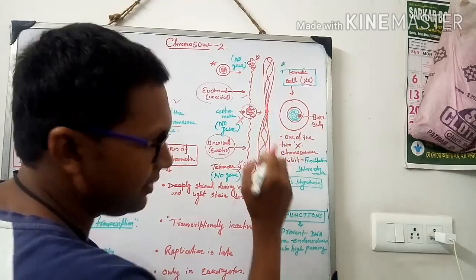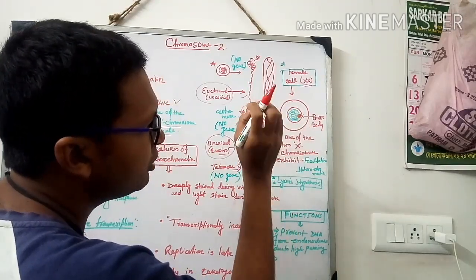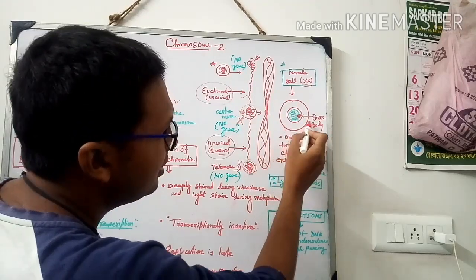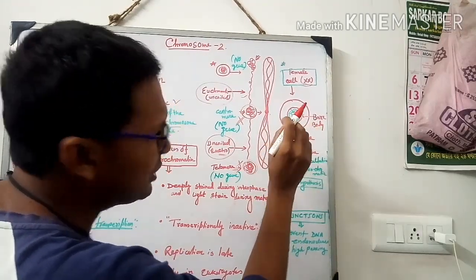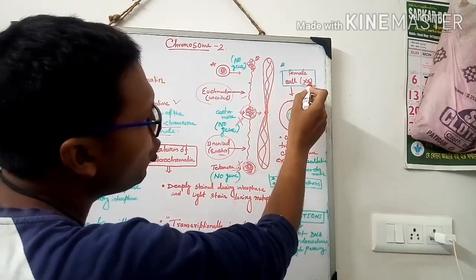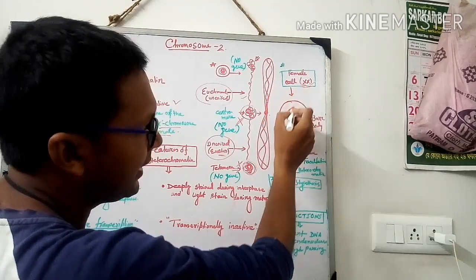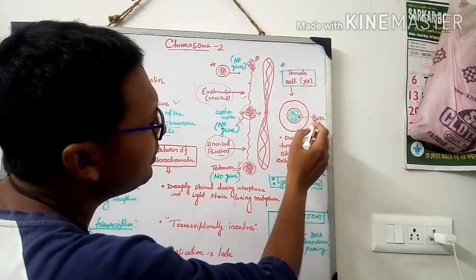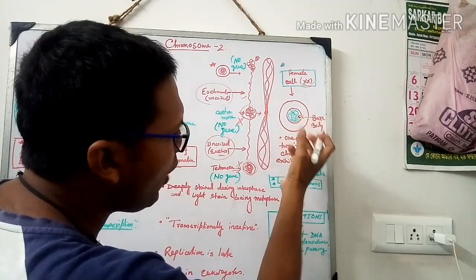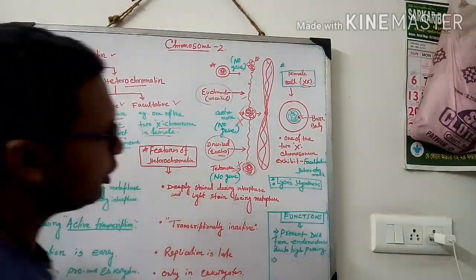So if we see a mammalian cell in an interphase stage and stain it, we will see a deep spot, and that spot is nothing but one of the 2X chromosomes. One X chromosome is active, but another X chromosome remains in an inactive or coiled stage. It is called the Barr body. And we all know what the Barr body actually is.